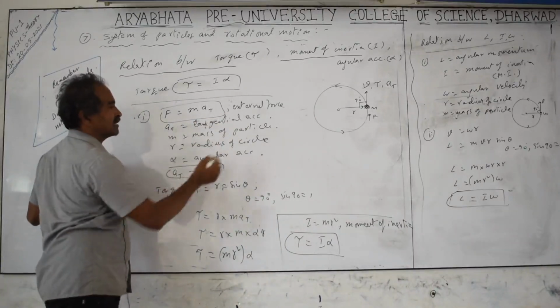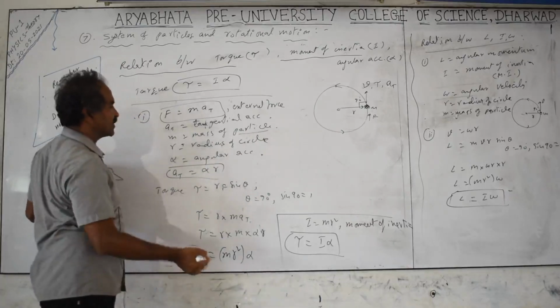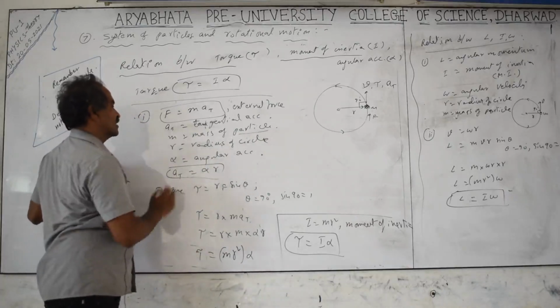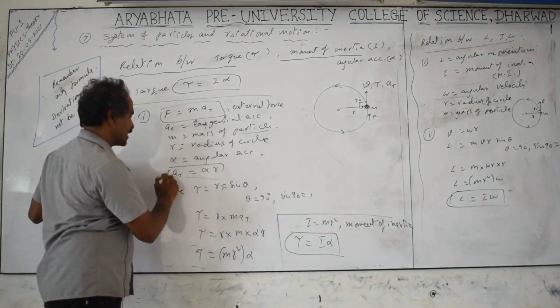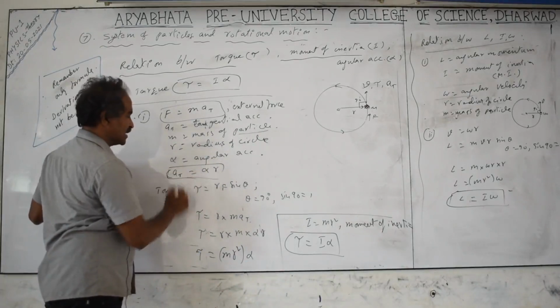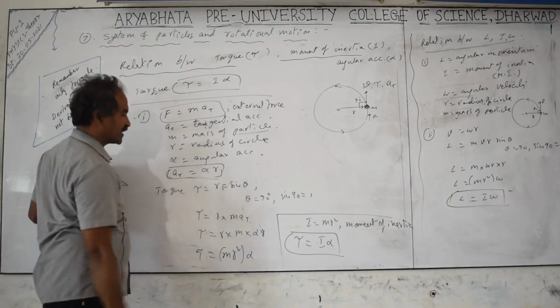m is the mass of the particle. It's not a big object; we are taking it as a particle for simple cases. r is the radius of the circular path or circle. Alpha is the angular acceleration. The relation between the angular acceleration and tangential acceleration is a equal to alpha r. We have already discussed this before.